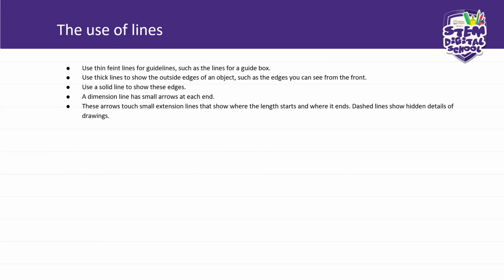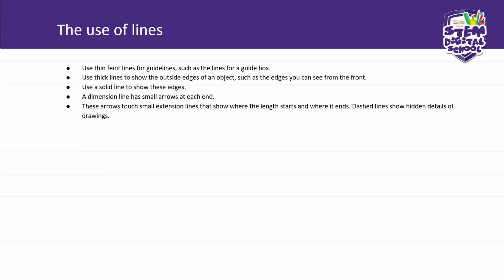The use of lines. Use thin, faint lines for guidelines, such as the lines for a guide box. You use thick lines to show the outside edges of an object, such as the edges you can see from the front. The thin, faint lines, those are the guidelines. We call them construction lines. Okay? Then, when you are drawing your box, you will darken those lines. Show the edges using the outlines. Use a solid line to show these edges.